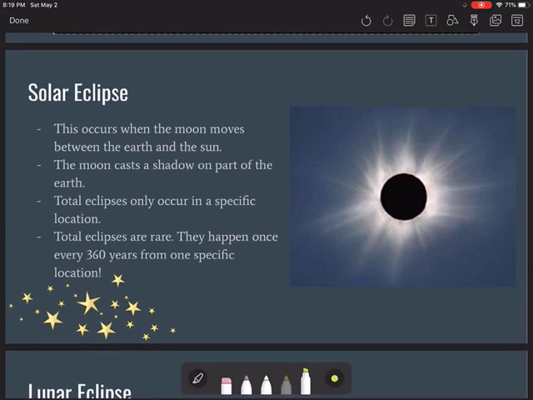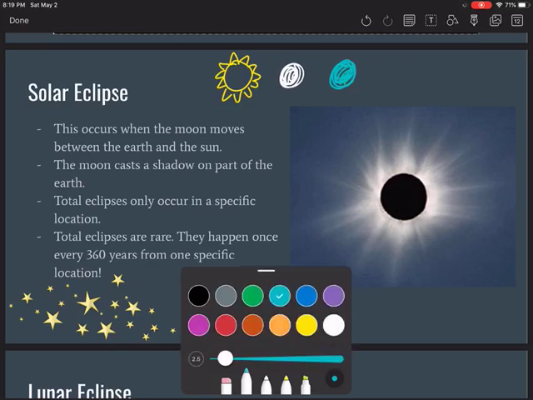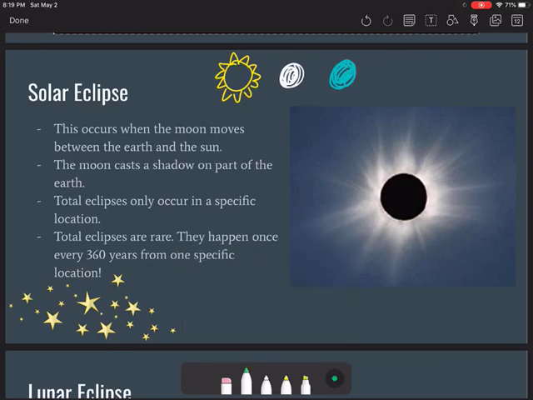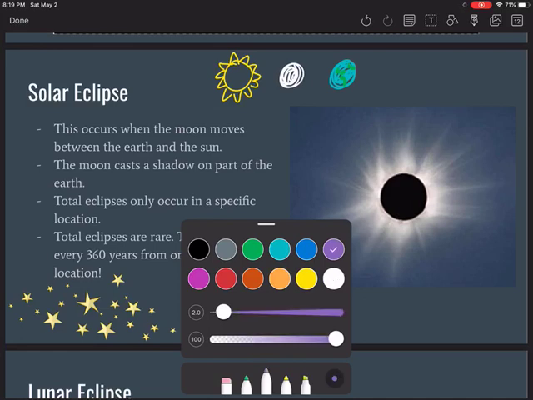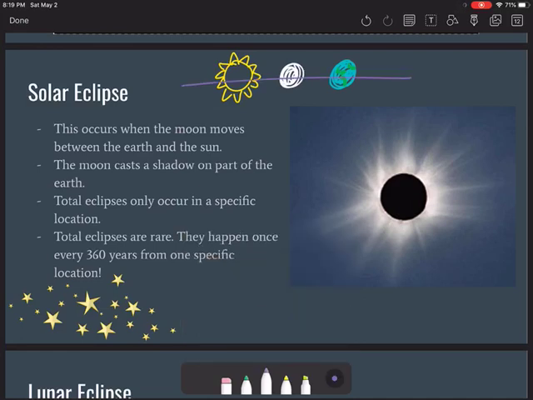All right. The next thing we're going to talk about is eclipses. I briefly mentioned this in another video that you would have seen already, but an eclipse is when you have the sun, the moon, and the Earth all in one line. So they're all lined up.